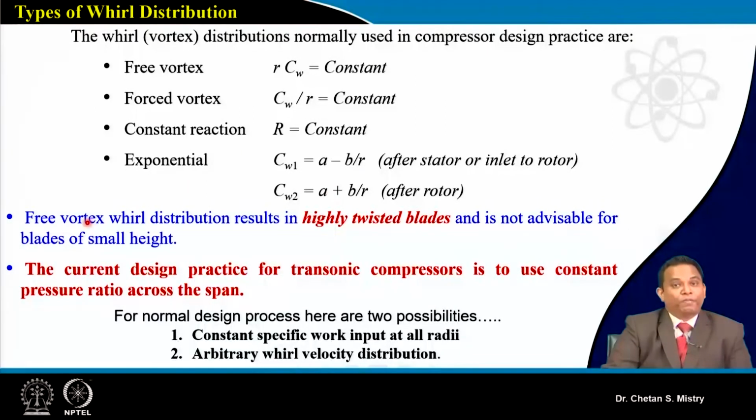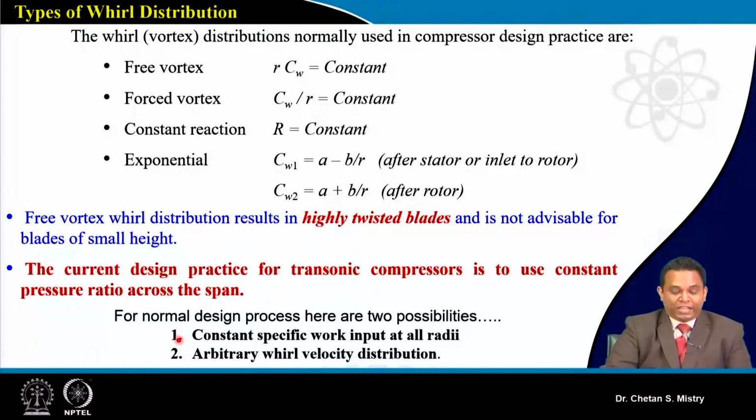So for the free vortex design, people say it gives a highly twisted blade, and that's the reason why it is not advisable when my blade height is small, because it gives high three-dimensionality of my flow. And current design practice for transonic compressors is to take the approach of constant pressure ratio across the span. We have discussed. When we are talking about the design of a fan, that's where we consider some other kind of approach. So the normal design pressure process will have two different kinds of possibilities.